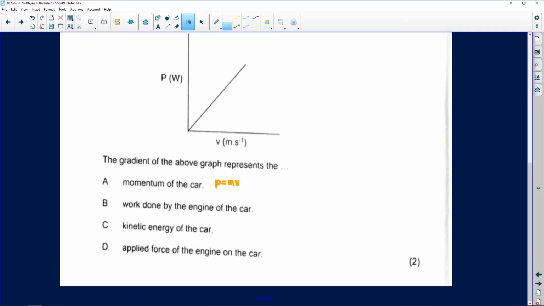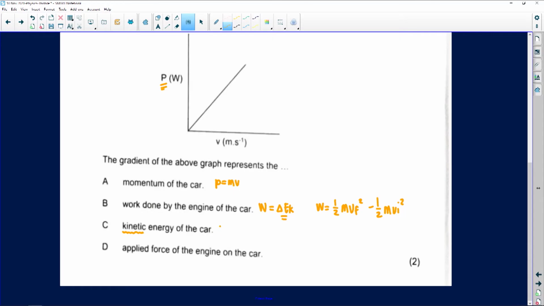Then we have the work done by the engine of the car. Remember, work done is equal to the object's change in kinetic energy. Work done is represented by a W, is equal to the object's change in EK. I'm going to expand this a little further to say that work is equal to a half mvf squared minus a half mvi squared. So not really power and time, as you can see. And then we have the kinetic energy of the car. So what they're telling us is that if you have power on the car and you have a velocity, then the gradient will give you the object's kinetic energy.